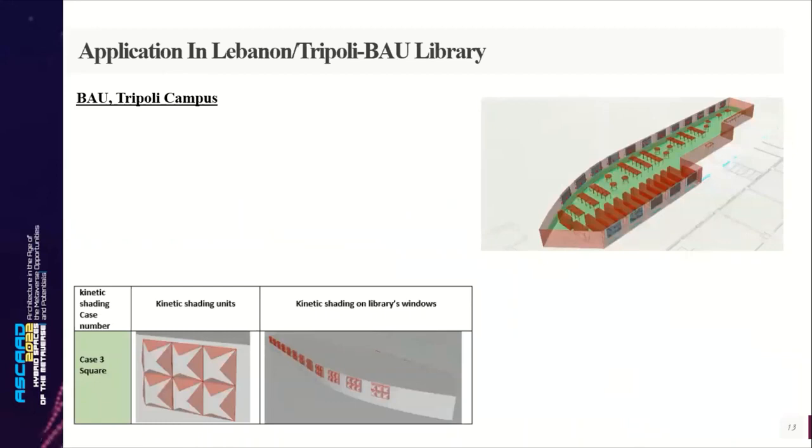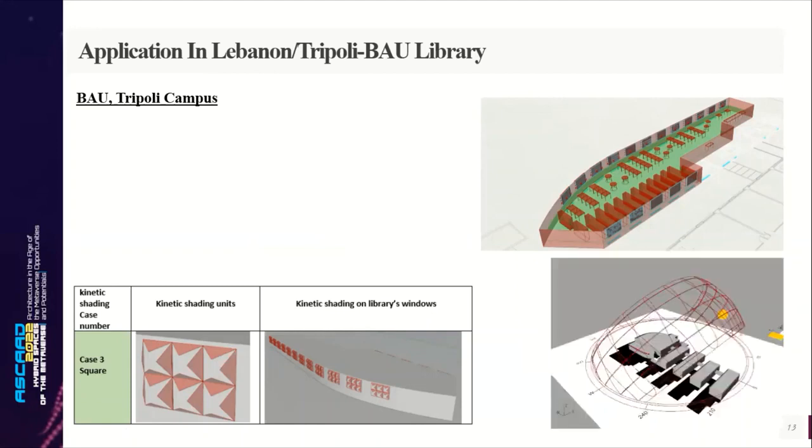Now, we have done an application in Lebanon, specifically in Tripoli, at BAU University for the library. Also, a kinetic shading system is created. This is the selected design. This design, by the way, I have done as a real physical model using foam boards, motors and gears, and I have worked it as a real physical model to make sure it's working.